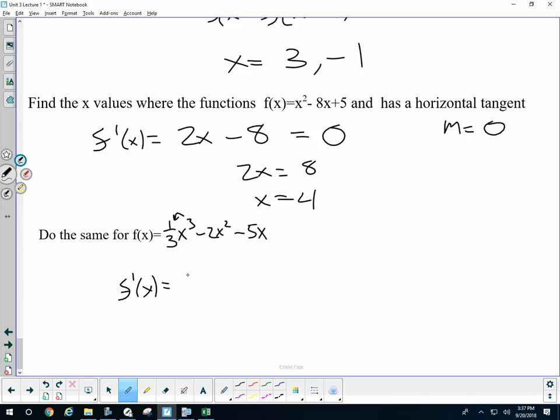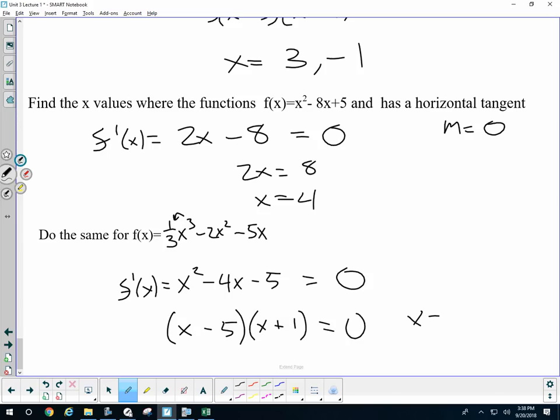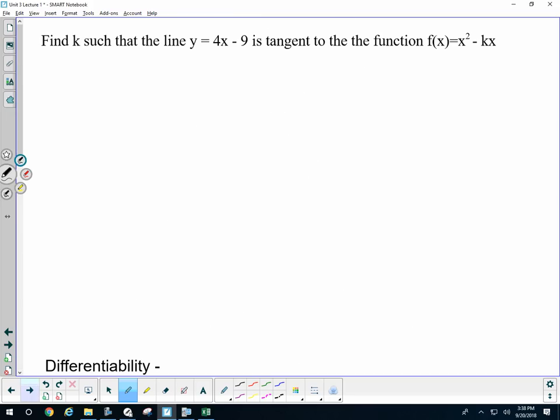3 times 1/3 is just 1. Fantastic. Ooh, here comes a tough one.